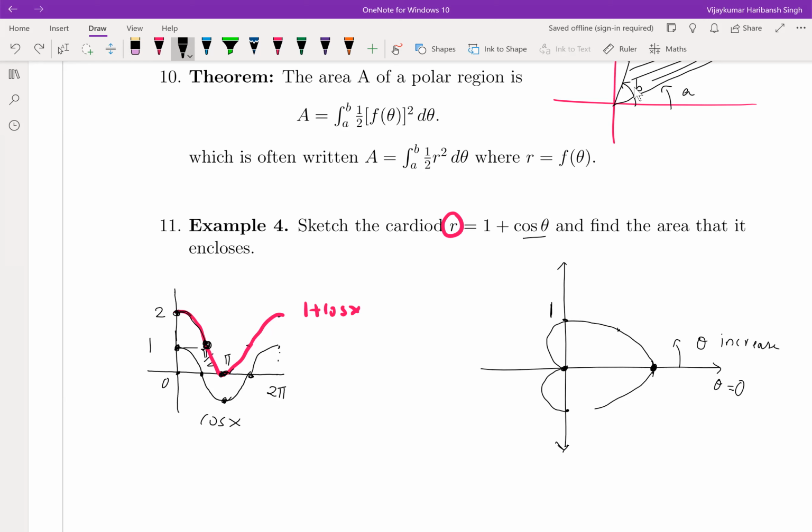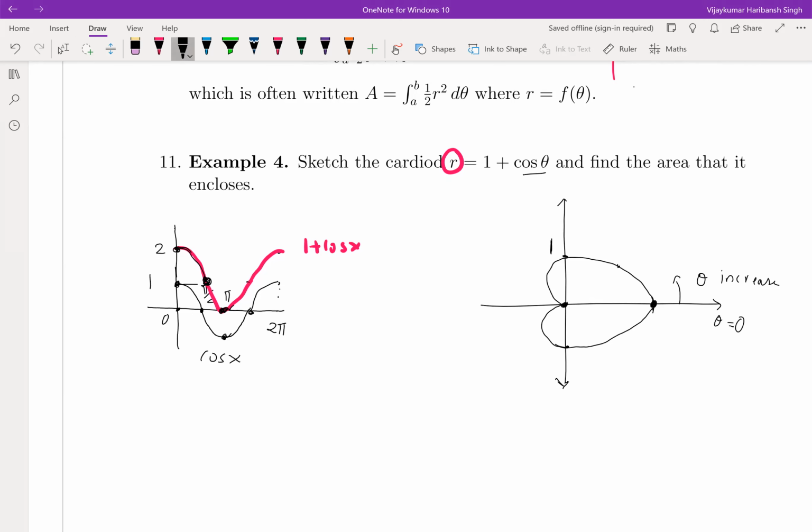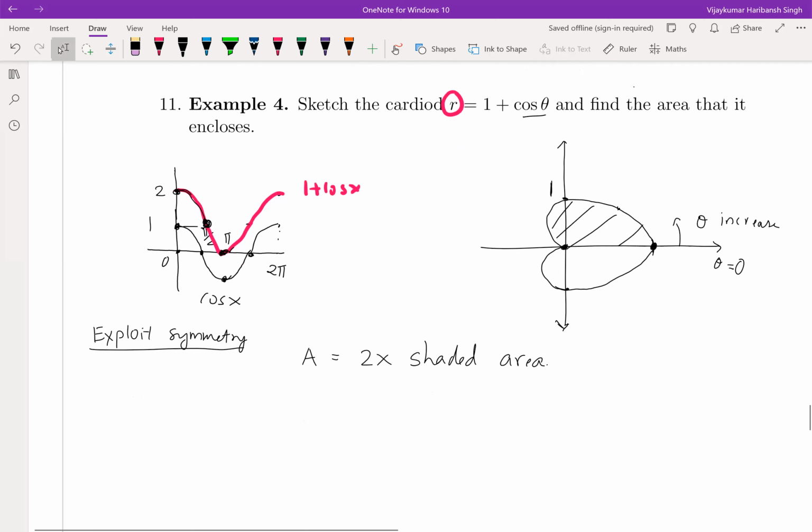Now we want to basically find out the area enclosed by it. So how do we go about it? First things first, we'll exploit the symmetry to make this problem slightly simpler. Note that you don't necessarily need to exploit the symmetry. So the area A of the cardioid is 2 times the shaded area. And what is the formula for the shaded area?